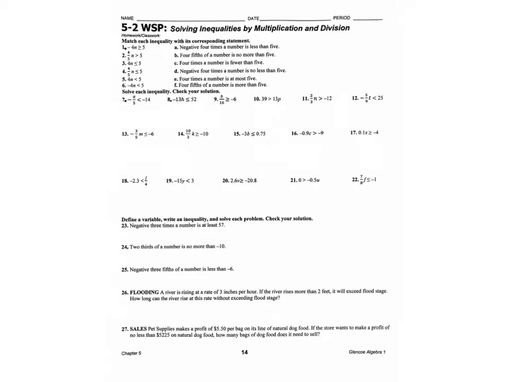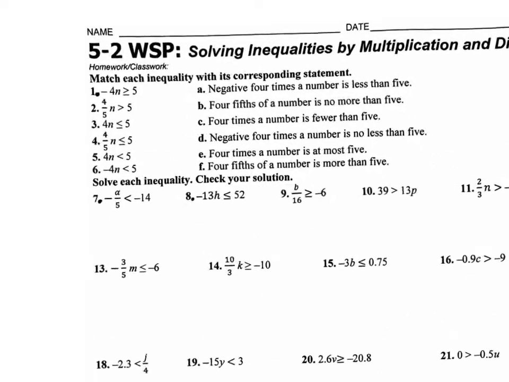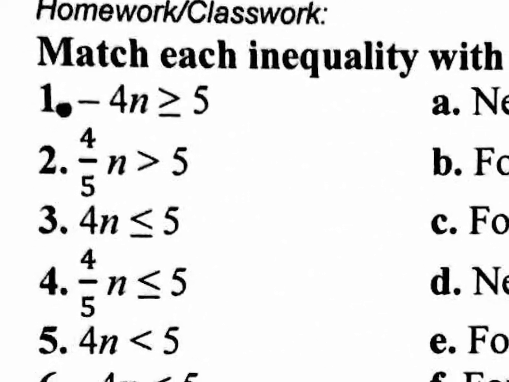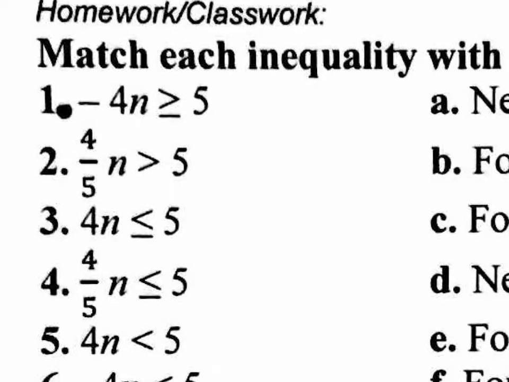So let's take a look at this homework assignment right here. We're doing all of them, 5.2 WSP. Let's take a look at number 1. This is matching. So it says -4 times a number n is greater than or equal to 5.